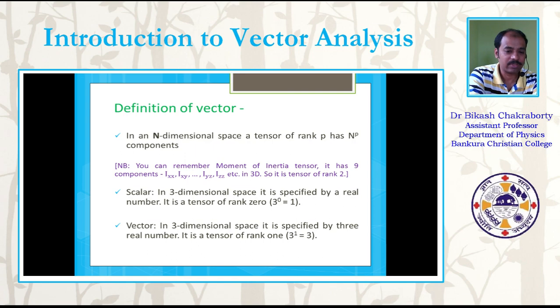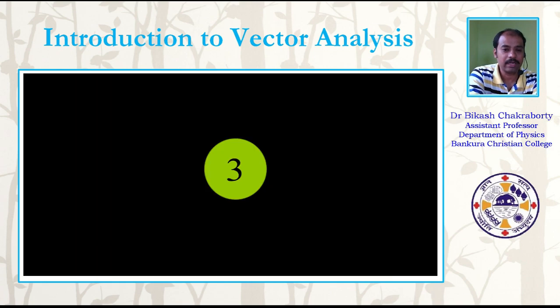In 3 dimensional space, vector is specified by 3 real numbers. So it is a tensor of rank 1. 3 to the power 1 is equal to 3. There are other definitions also.